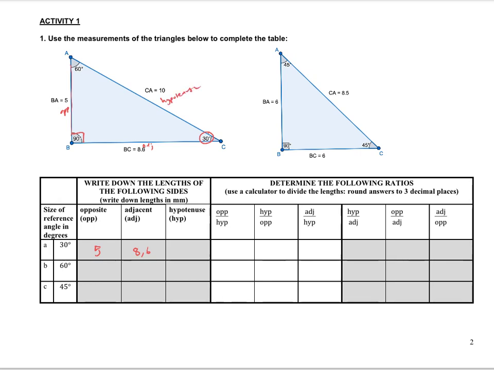So the hypotenuse then will be 10. Okay, so please do it for 60 degrees. If that's my angle, well, then this is going to be my adjacent. That is my opposite. The hypotenuse, of course, will stay the hypotenuse. So if my reference angle is 60 degrees, the opposite side is now going to be 8.6. The adjacent side is going to be 5, and the hypotenuse is going to be 10.